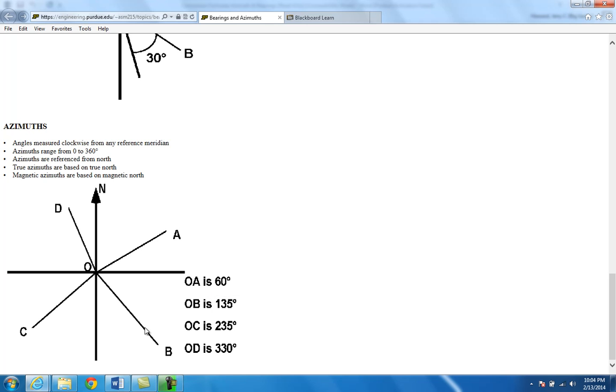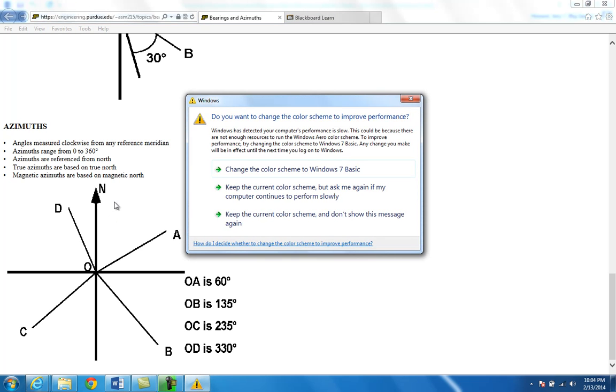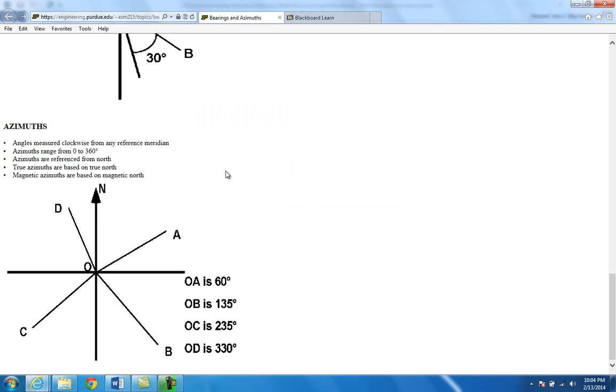Now, from O to B, you go from north all the way down to B. So it'd be like, that was 60, that's 90, and this is 135. So the azimuth is 135.